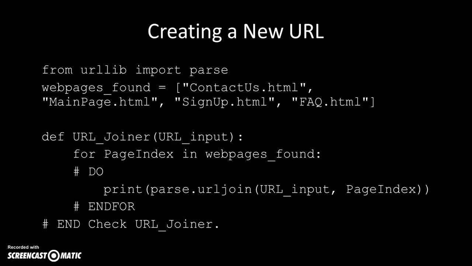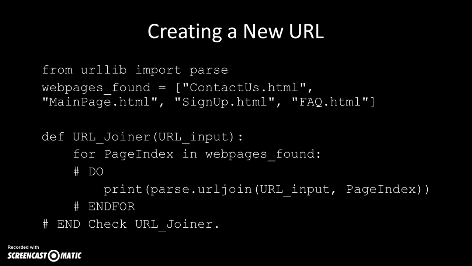And here's what the code might look like, an example bit of code. First we get from urllib, we import parse. Then we create an array, and this array is an array of strings. The array is called webpagesfound, don't worry, and the strings are contact-us.html, mainpage.html, signup.html, and faq.html. That's just an array. That could be a list of numbers, 5, 7, 3, 8. As it happens, it's a list of strings in this case.